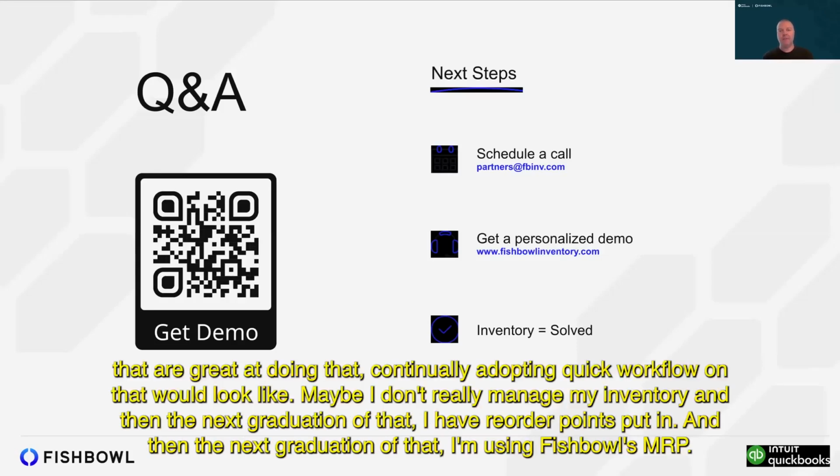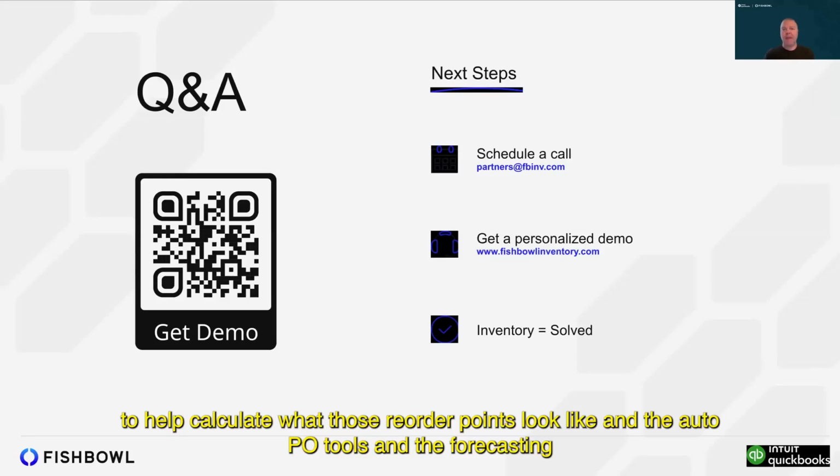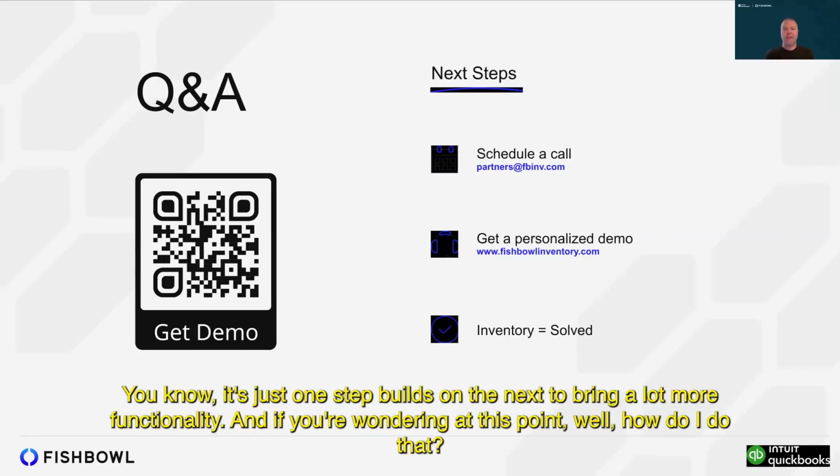We see a lot of companies that are great at continually adopting. A quick workflow on that would look like, maybe I don't really manage my inventory, and then the next graduation of that, I have reorder points put in, and then the next graduation of that, I'm using Fishbowl's MRP to help calculate what those reorder points look like, and the auto PO tools and the forecasting. It's just one step that builds on the next to bring a lot more functionality.